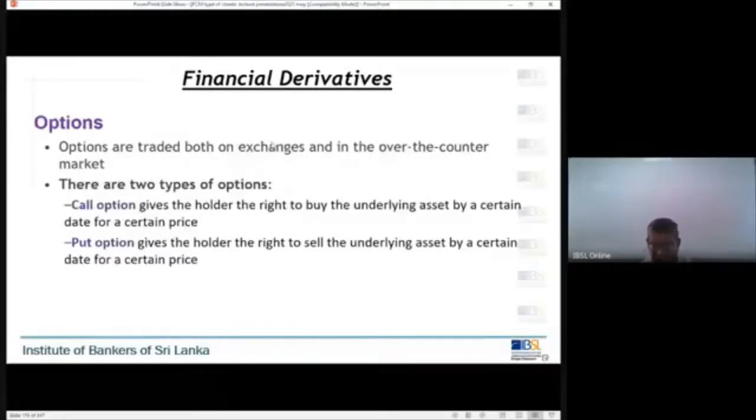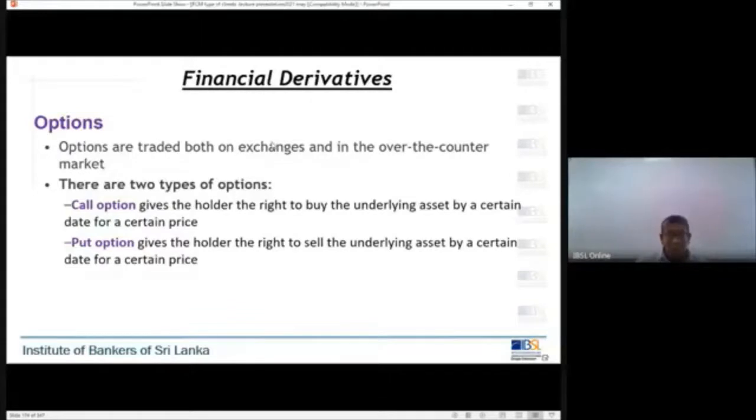Then there's another important derivative called options. So now remember, options can be traded over the counter as well as through the exchange. Now here we have two types of option, that is call options and put options. Now what is an option? Option means, what is an option?